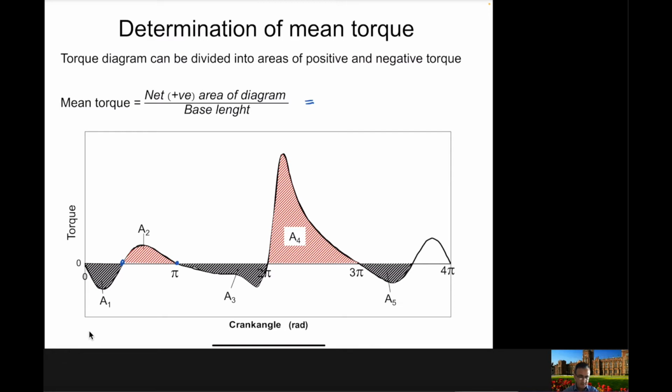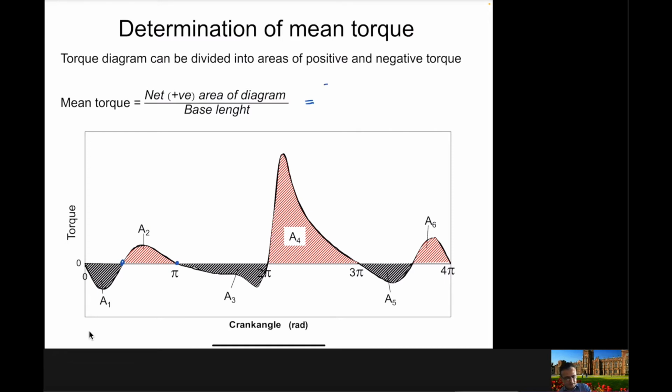Again, A5 is the negative area, and A6 is the positive area. So if you want to calculate the mean torque, you will just add all these areas together, but making sure that you subtract the negative areas and add the positive areas.